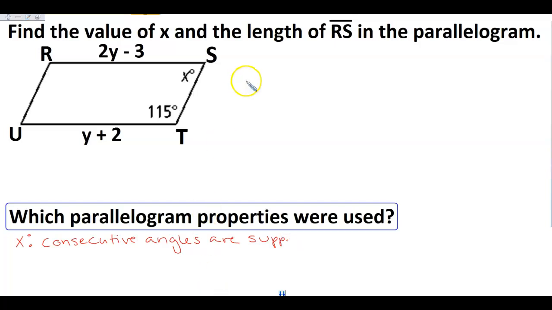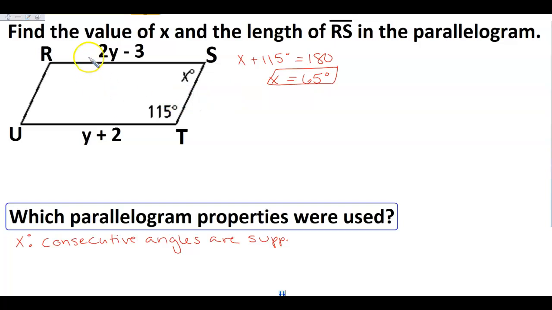Okay, so I'm going to say that x plus 115 degrees is going to equal 180. So we're going to subtract 115 from both sides and we get that x is 65 degrees. All right.